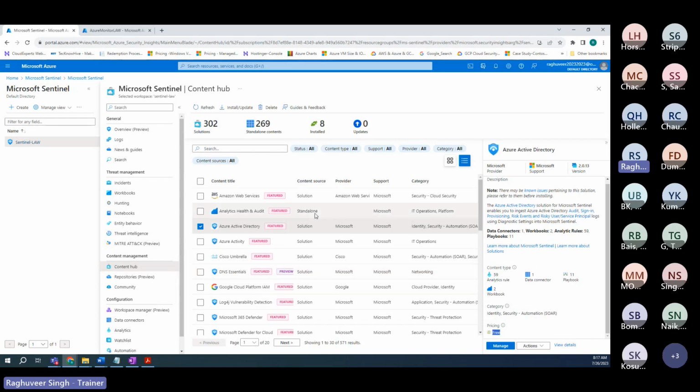Microsoft is not charging anything for these solutions because it typically charges for the service, so it cannot charge you for the individual components inside the service. So it basically gives you solutions in the Content Hub, which summarize and consolidate all the capabilities around that solution. That's what Microsoft has done.